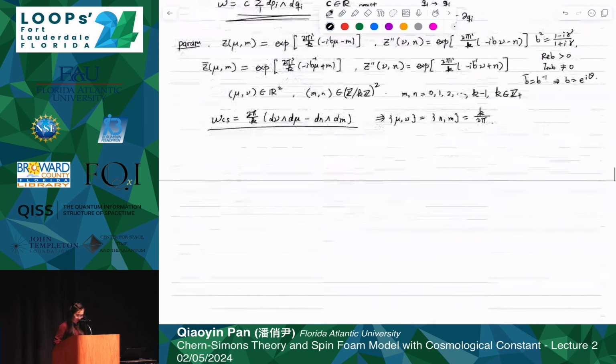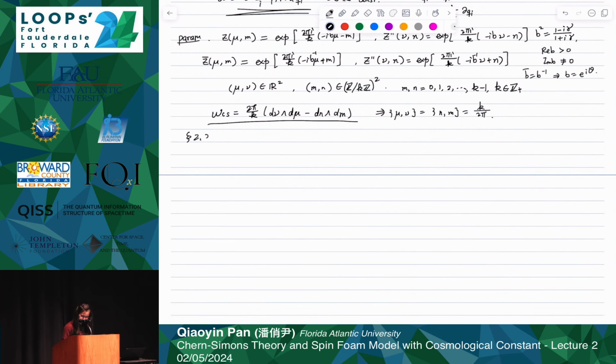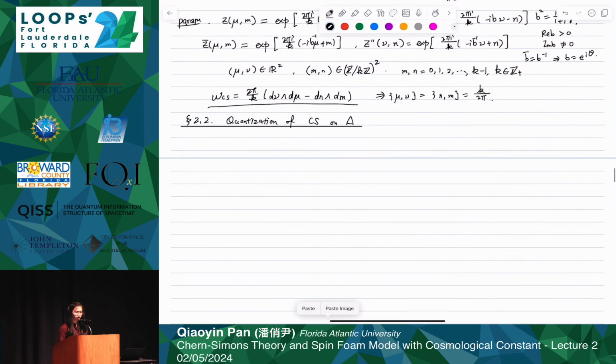Let's quantize it. So the next thing to do is the quantization of the Chern-Simons theory on an ideal tetrahedron. To quantize it, we introduce a quantum parameter, which I denote by q.